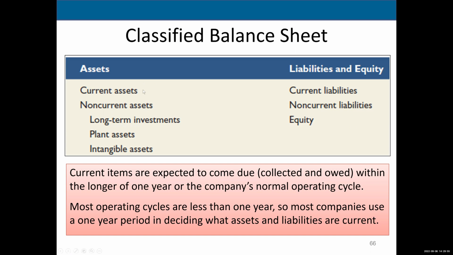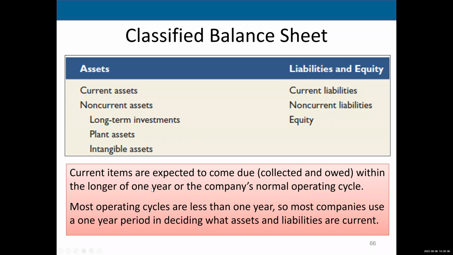So when I say a current asset, those are assets that will be used up or converted to cash within 1 year. And a current liability would be something that we're going to have to pay within 1 year. Now, the more comprehensive definition is that current items are expected to become due or collected or owed within the longer of 1 year or the company's normal operating cycle.